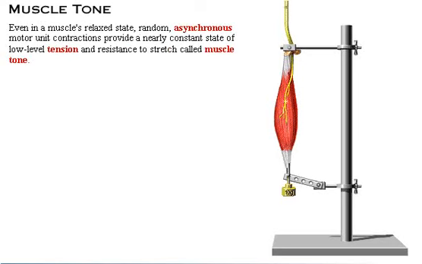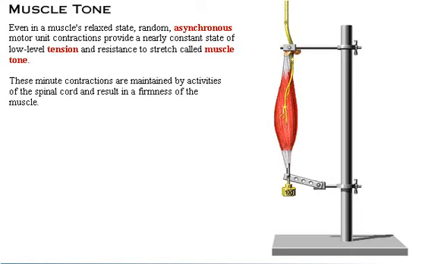Even in a muscle's relaxed state, random asynchronous motor unit contractions provide a nearly constant state of low-level tension and resistance to stretch, called muscle tone. These minute contractions are maintained by activities of the spinal cord and result in a firmness of the muscle.